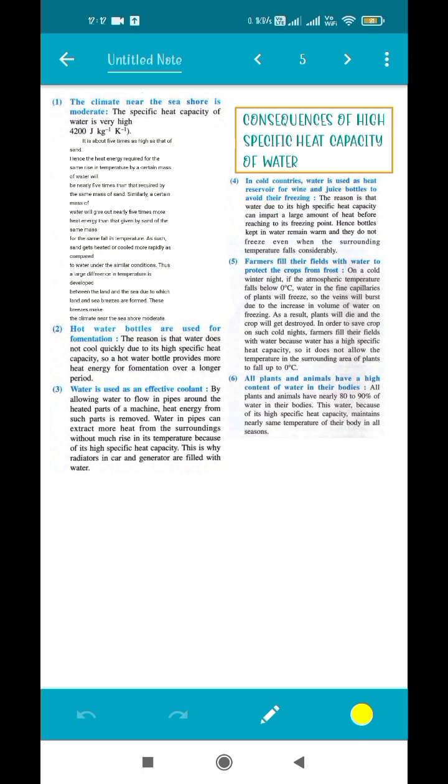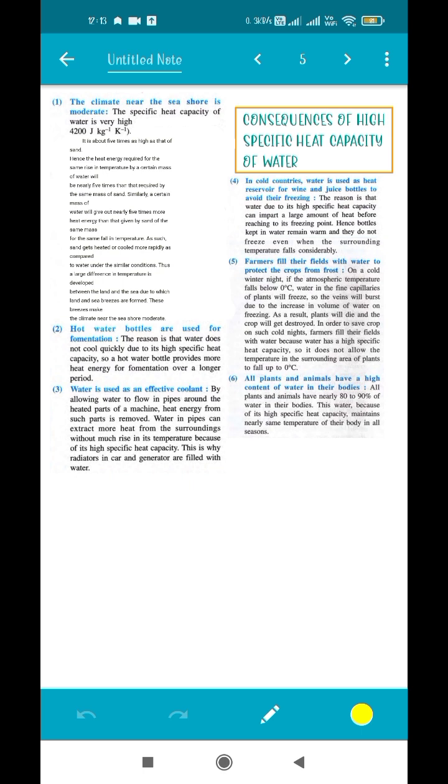So we are going to learn what can be the possible natural consequences of this phenomenon. The climate near the seashore is moderate. When we go to a beach, we feel that it is not very hot out there. Why does it happen? Like I just told you, water requires a very huge amount of heat to raise its temperature by a particular value. It is almost 5 times that of sand. So sand does not require that amount of heat. It can increase its temperature just by absorbing a small amount of heat.